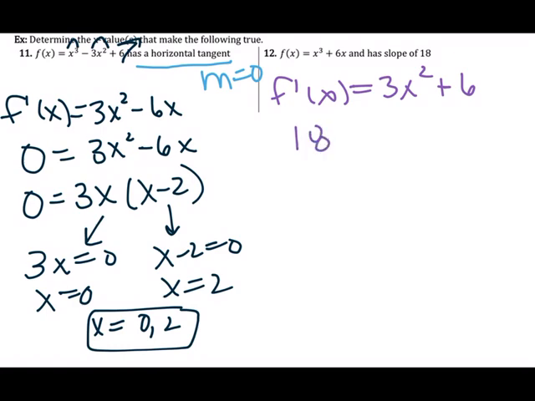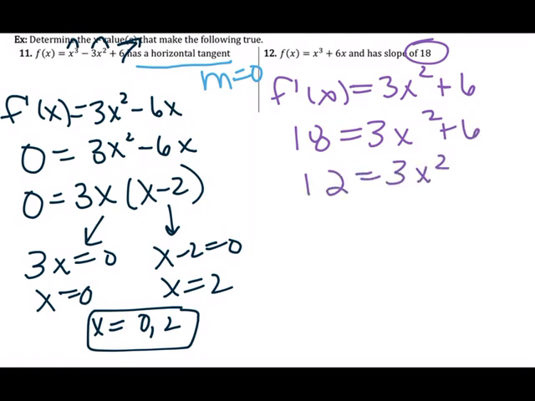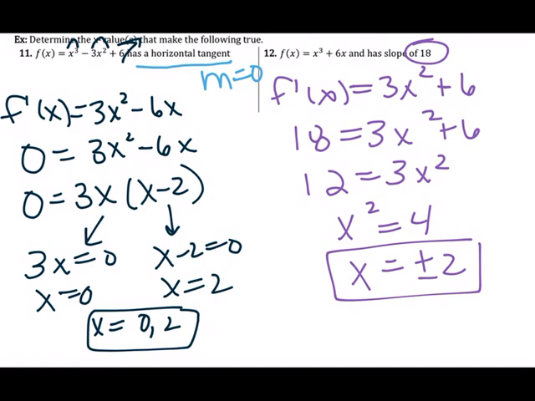There's my derivative. Now I'm going to set my derivative equal to 18 because it's asking us when the slope is 18, and the derivative is the slope. And now I'm going to solve for x, and that's going to give me that x is plus or minus 2. When x is 2 or negative 2, the slope of this function is 18.